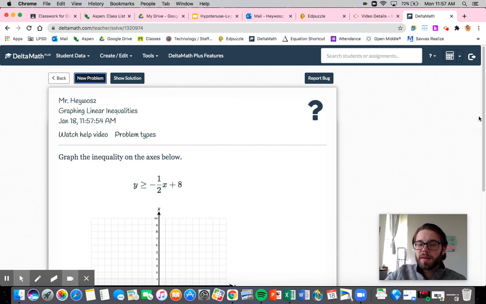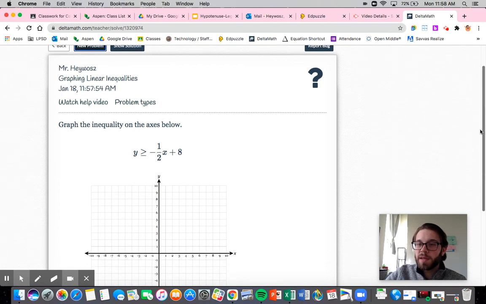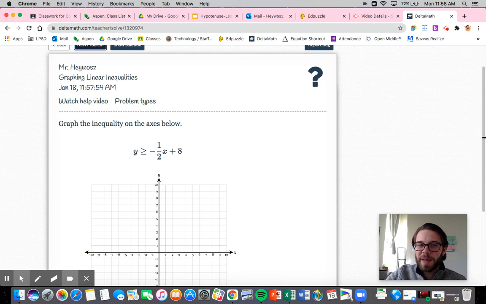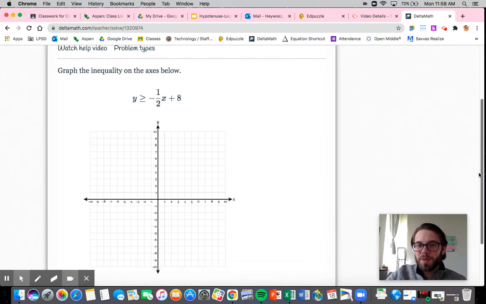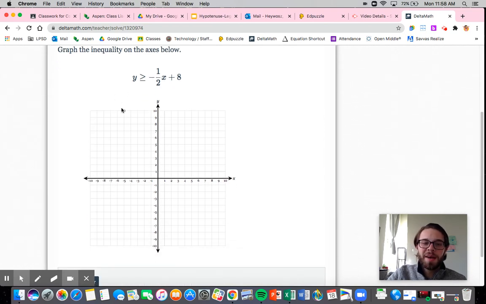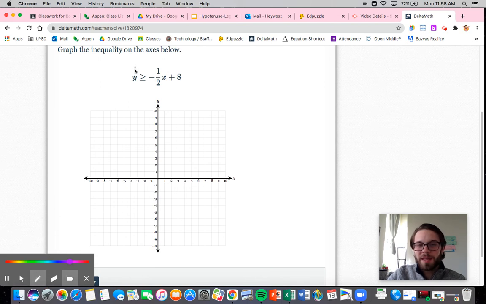Oh, the other thing I completely forgot to tell you on that one is, remember, we included the line. We didn't make it a dashed line because it was a less than or equal to as well, right? So we do need to be careful of that. I forgot to mention that. So let's look at this one as well.